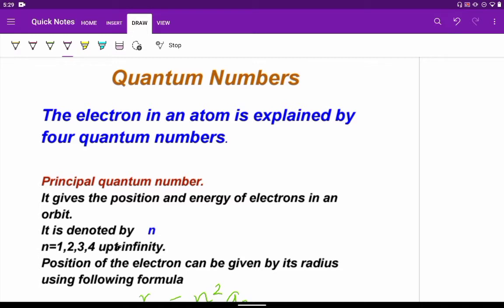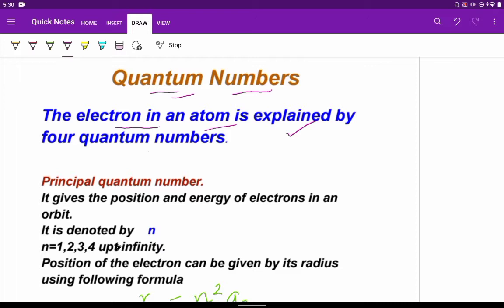Today we will deal with a topic. The name is quantum numbers. It will help us to explain about electrons. We have already studied about orbitals, that is the space in which the chances or probability of finding an electron is maximum. So the shape of the orbital and the orientation of the orbital, which in turn explains the electron, can be explained with the help of quantum numbers. In short, we can say that the electron in an atom can be explained by four quantum numbers.